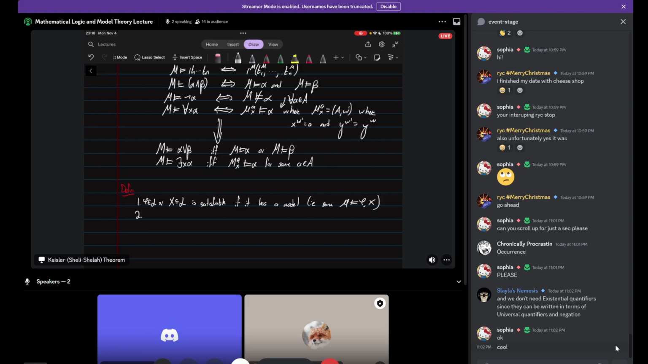Two, phi is a tautology if M satisfies phi for all models M. Three, alpha and beta are logically equivalent if, for every M, M satisfies alpha if and only if it satisfies beta.